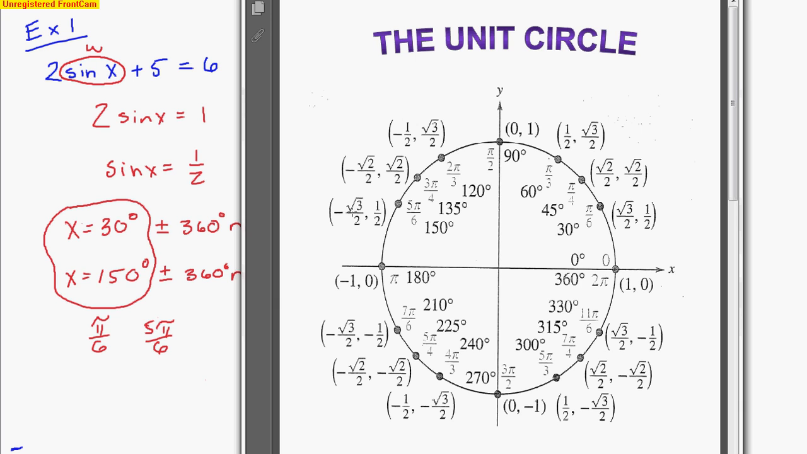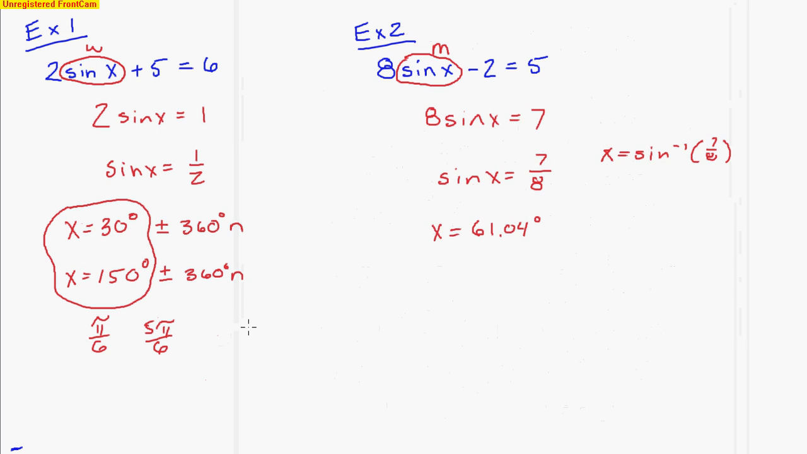So if I do 180 degrees minus 61.04 degrees, I would actually get another angle that's in the second quadrant where this happens as well. So if I take 180 degrees and subtract 61.04, I get the fact that there is another angle of 118.96 degrees where the sine value is 7/8 as well. And that's because, again, the inverse only gives me one answer. I have to think about where that other answer is.